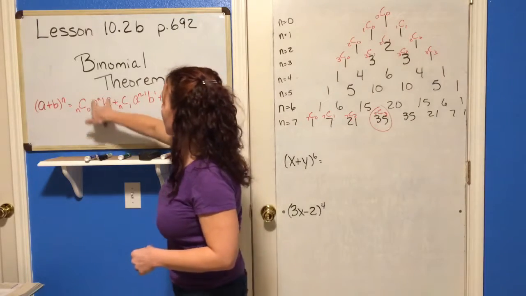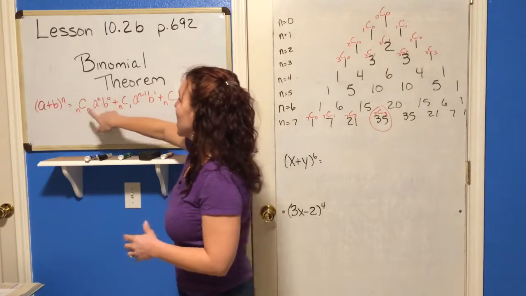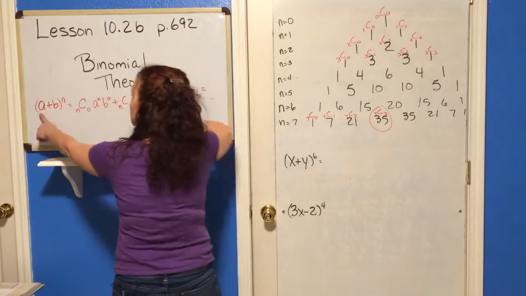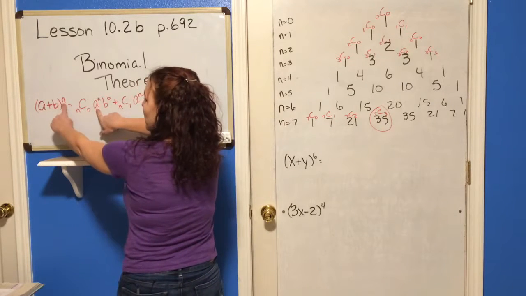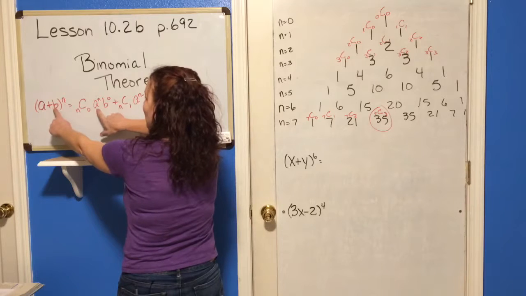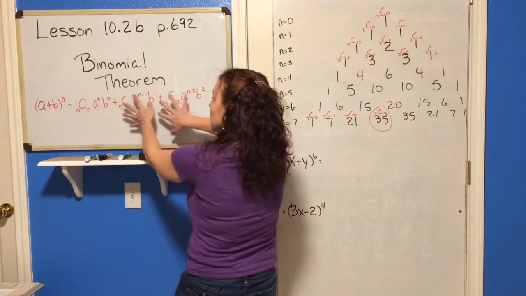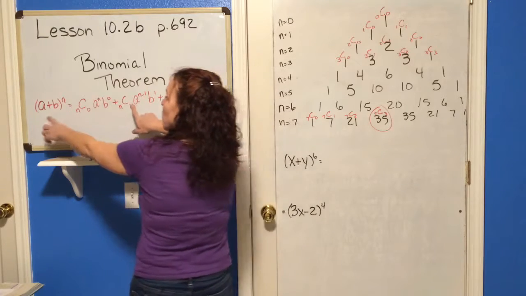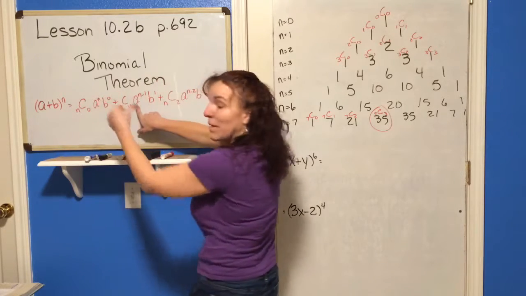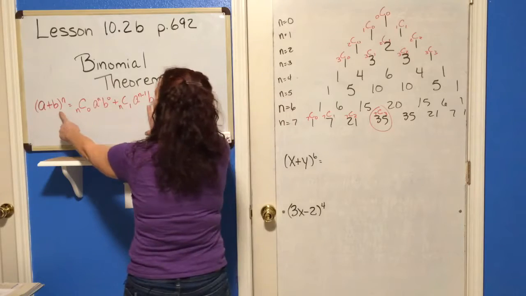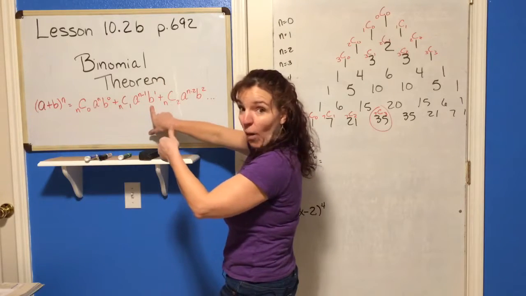And then the variable terms are going to come, so you're going to take the first term to the n power, and then the second term to the 0 power. And then in each term after that, the first term is going to diminish by 1, and the second term is going to increase by 1.